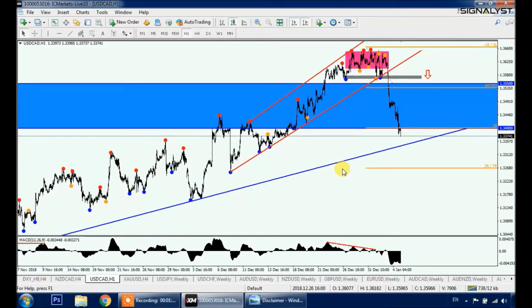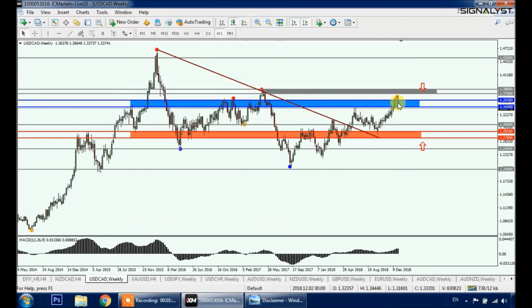Now we may find some rejection around this trend line, but we shouldn't have any problem with this one, as the weekly candle close was very aggressive, engulfing the last 2 weekly candles.